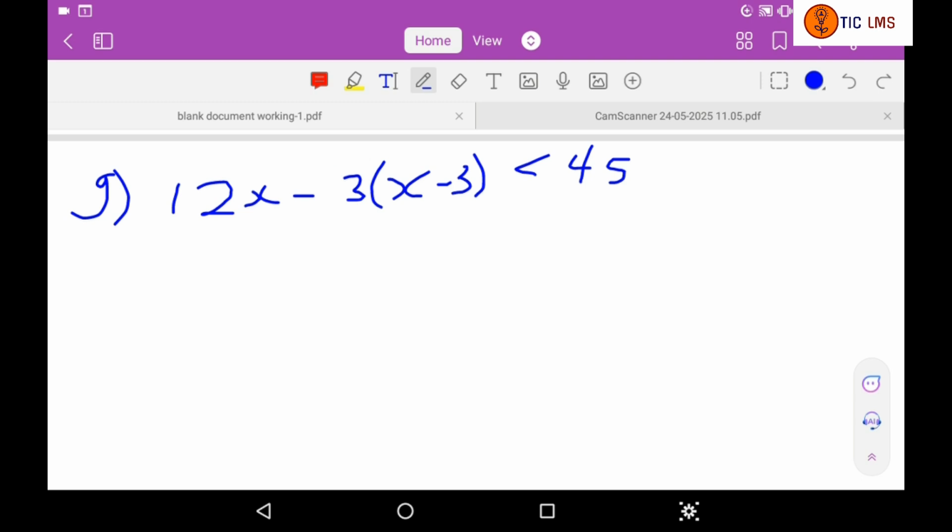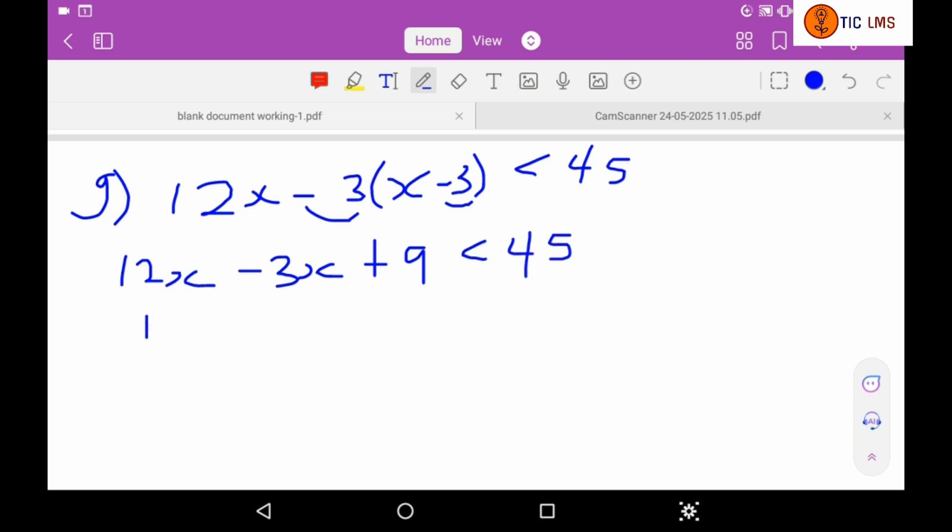So sure, we have our 12x. Then the next thing is we're going to multiply negative 3 times x. That gives negative 3x. And also negative 3 times negative 3 that we have inside the bracket, and that gives us positive 9. So take a look at it closely and then you would get it. Less than 45. Then you have 12x minus 3x. So what we are doing right now is we're collecting the like terms.